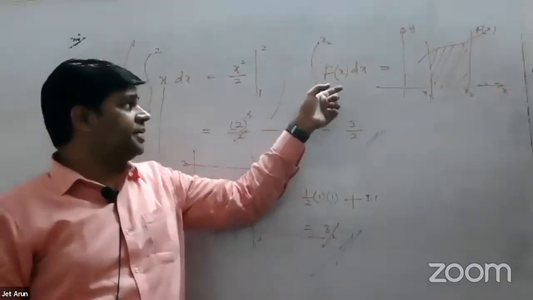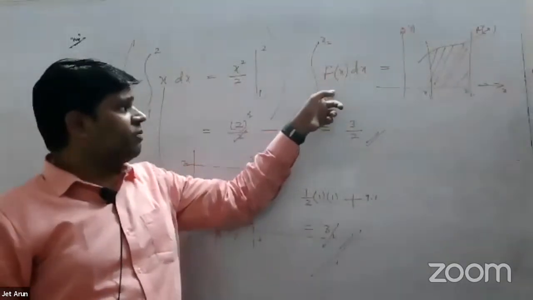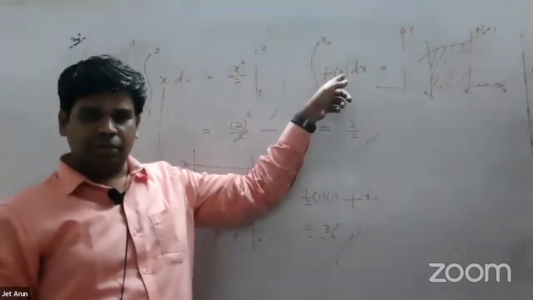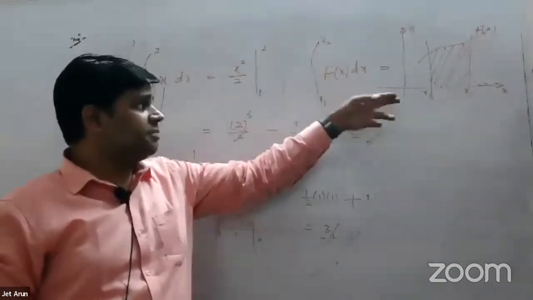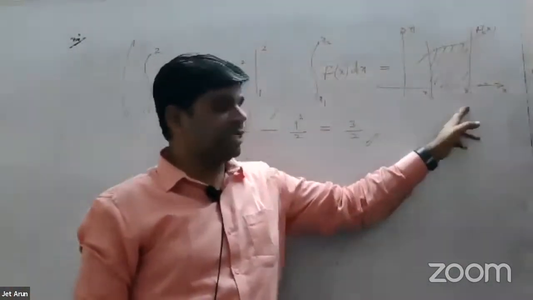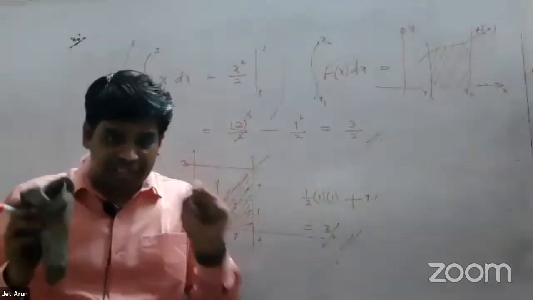Is this clear, students? When I integrate f of x dx, we have got formulas for integration, as we had formulas for differentiation. I can integrate this. That will give me nothing but the area under the f of x curve between x1 and x2. Is this clear, students?